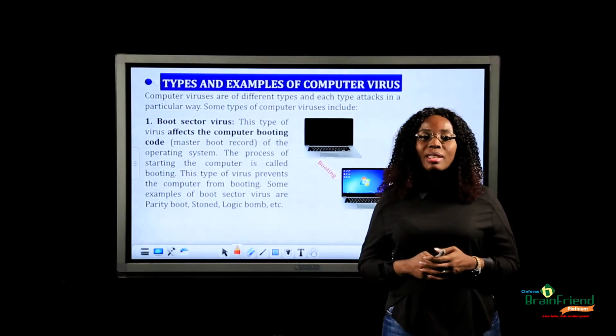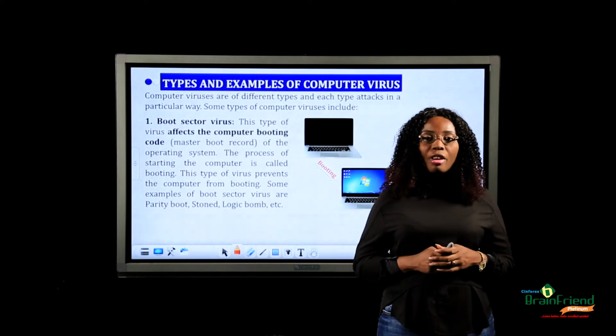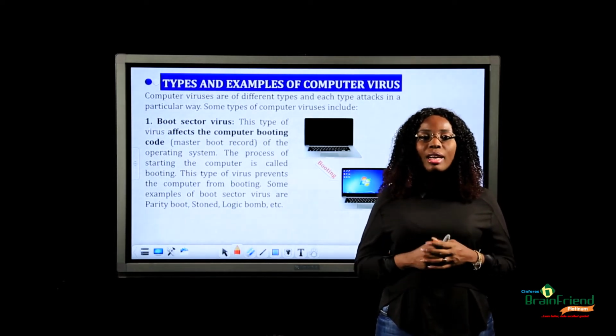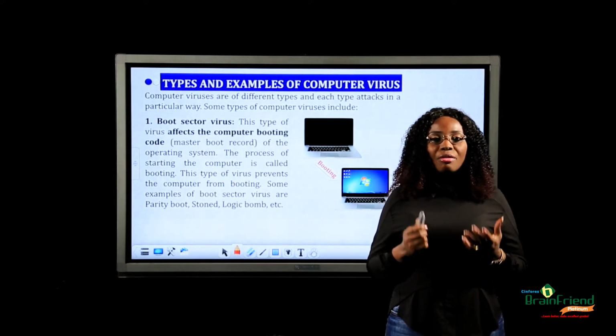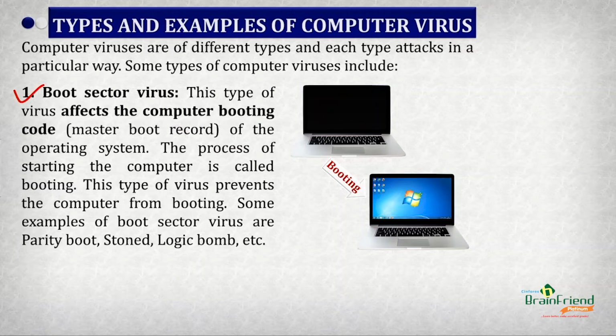There are different types and examples of computer viruses. Each type of computer virus behaves and attacks in a particular way. Let's look at these types and examples. The first type of computer virus we have here is the boot sector virus. Before any computer can be used, it must go through the process of booting, and booting takes the computer from the off state up to the desktop environment from where different tasks are carried out.